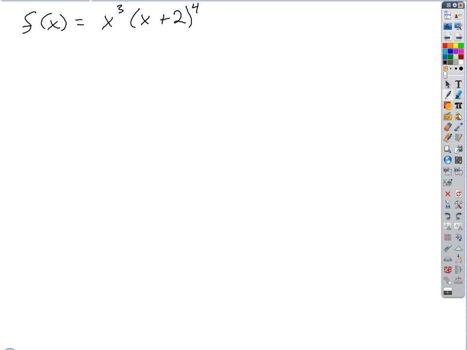Okay, so let's spring into action and do some stuff. The domain has no restrictions. All real numbers are okay. So we need to take some derivatives. Let's take the first derivative.